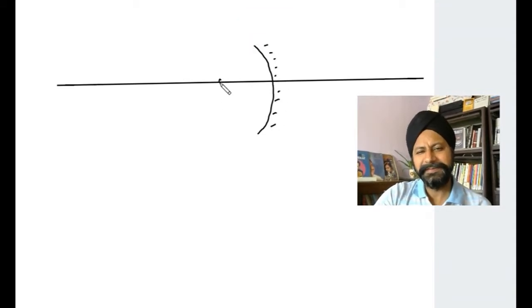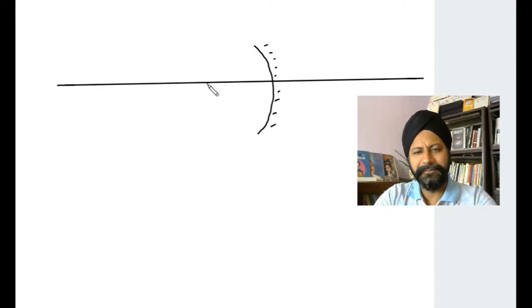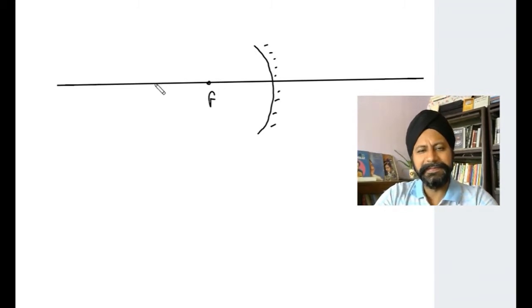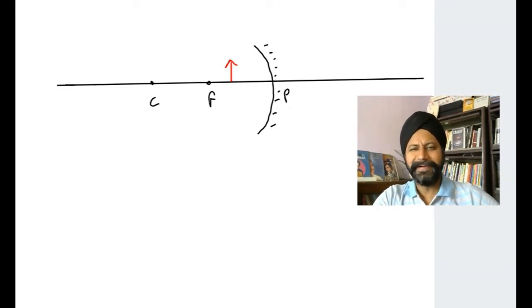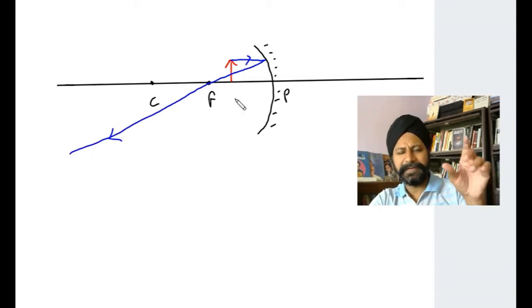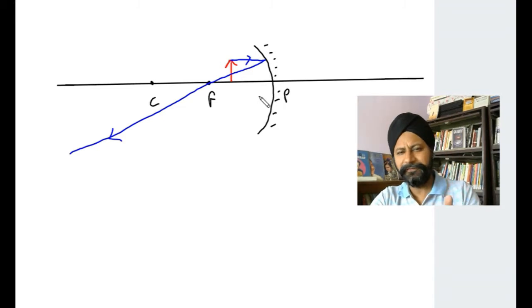So let's say this is the mirror's focal point, and this is my center of curvature. This is pole, and let's put the object here this time. Let's see how a virtual image is formed. So let's take one of the special rays. The special ray is parallel to the principal axis. It goes through the focal point. I could have taken other special rays like going through the center of curvature and all that. That's going to confuse you.